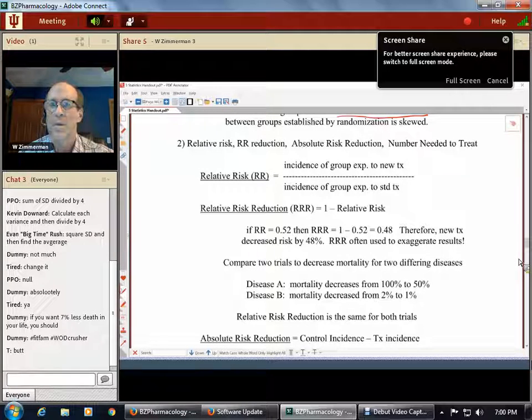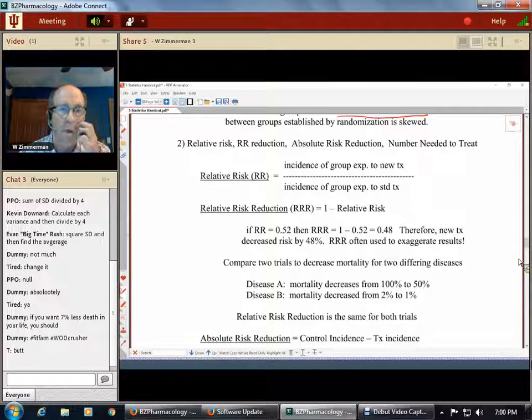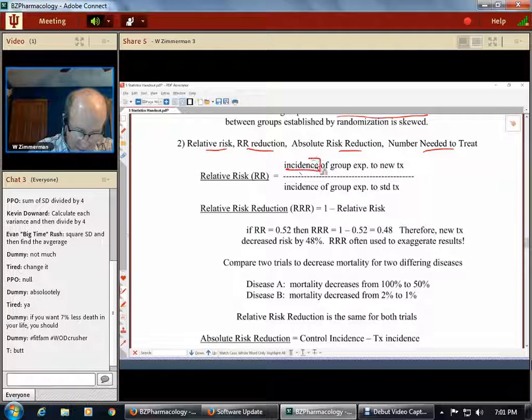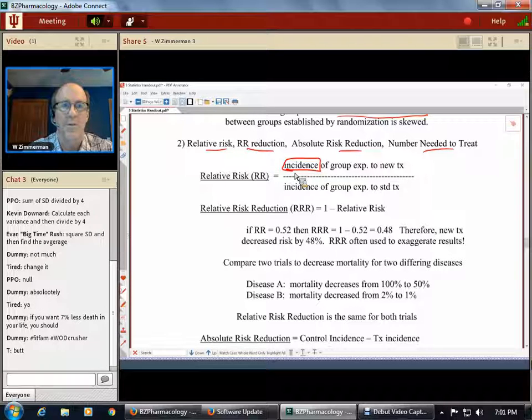Okay. Picking this back up. I want to look at these terms: relative risk reduction, absolute risk reduction, and number needed to treat. Four crucial terms. Relative risk we've talked about already. It has to be incidence data. It's the incidence of a group exposed to a new treatment versus the incidence of a group exposed to a standard treatment.